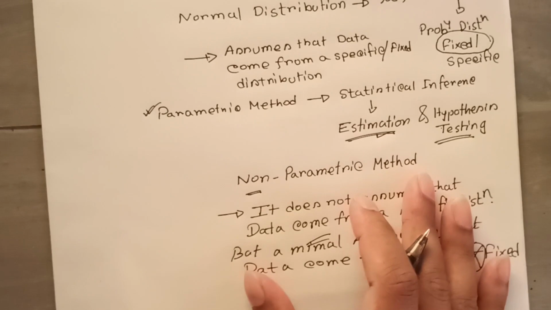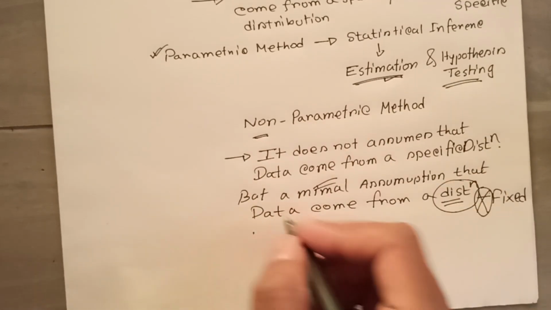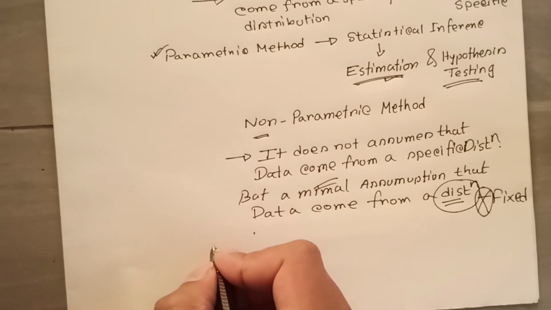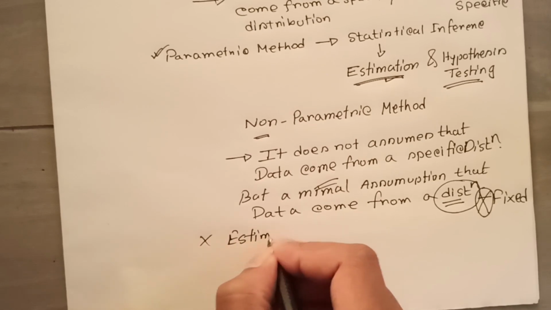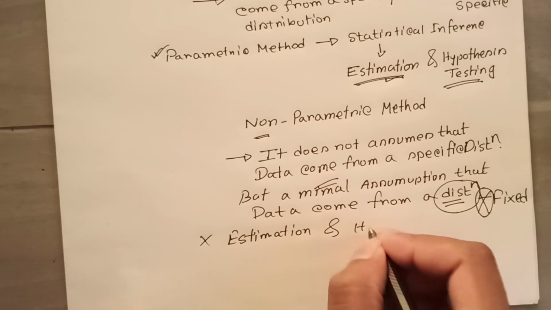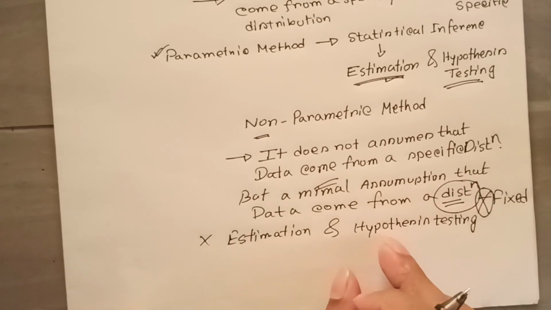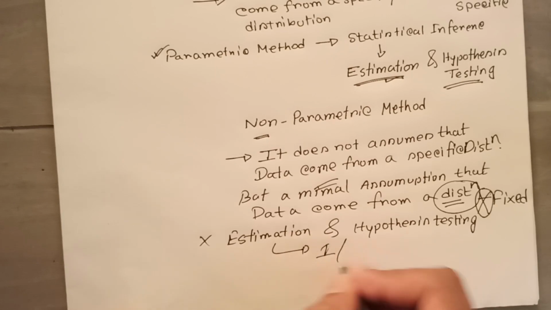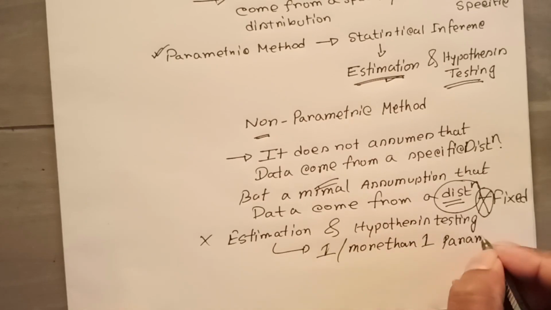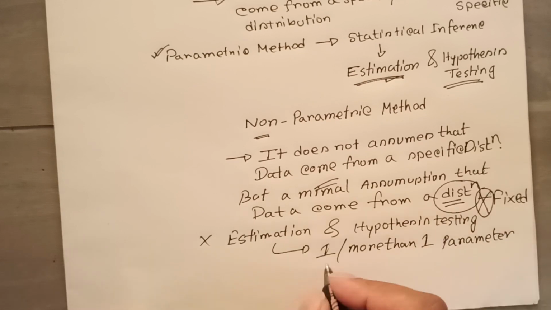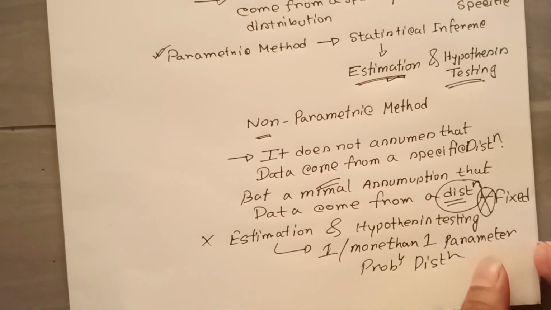And in a more formal way, if we wanted to define what the non-parametric method is, we say: those statistical methods which do not consider the estimation and hypothesis testing for one or more than one parameter of a probability distribution are called non-parametric methods.